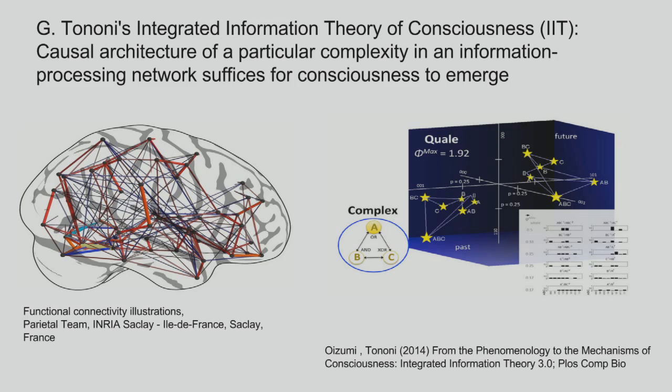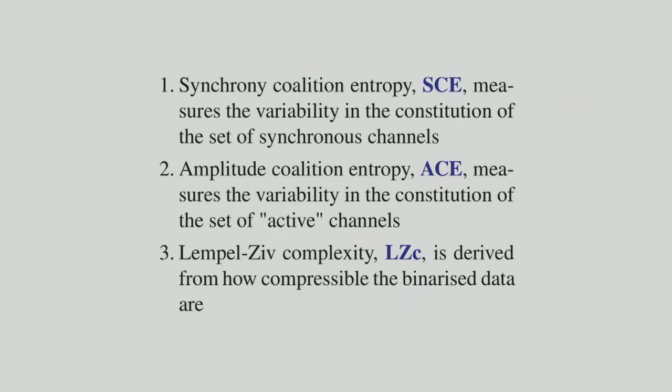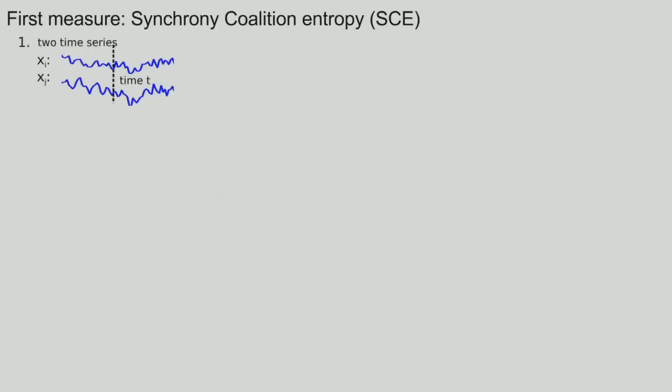That's quite interesting. We were inspired by this result and thought, how about looking at such binary multidimensional time series and at Lempel-Ziv compression of them as well, but just spontaneously, looking at spontaneous activity without any perturbation, in order to capture diversity over locations as well as time. We did so by coming up with three new measures. The first is synchrony coalition entropy, the second is amplitude coalition entropy, and the third is Lempel-Ziv complexity concatenated over columns, the little C here.